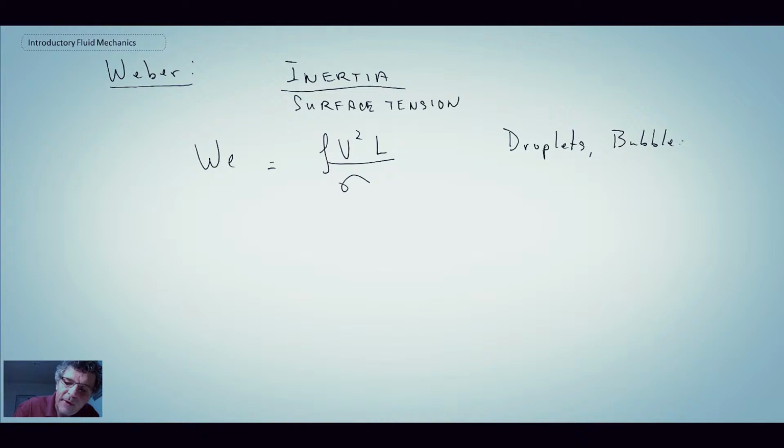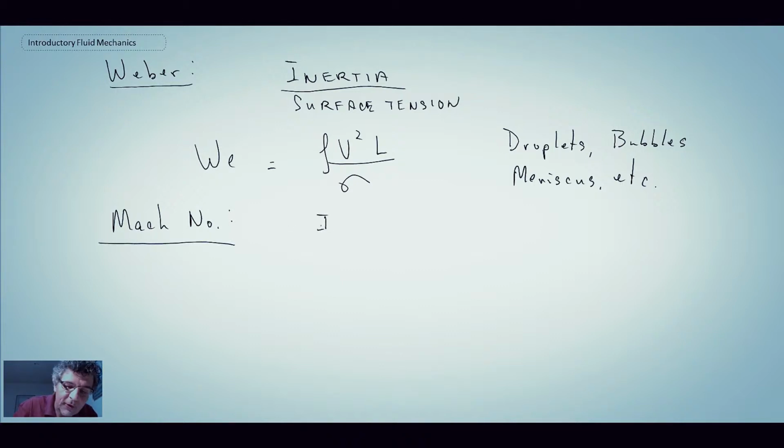A droplet would be if you have a liquid in a continuous phase of gas. Bubbles would be if you have a continuous phase of liquid with a dispersed phase of a gas. Meniscus, etc. So there are other applications. And another one that we'll look at, the one that is involved with compressible flow, is the Mach number.